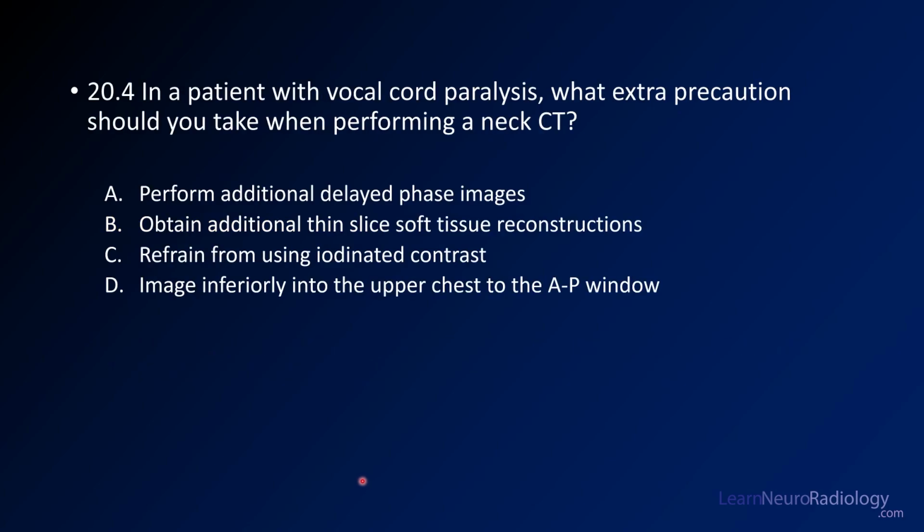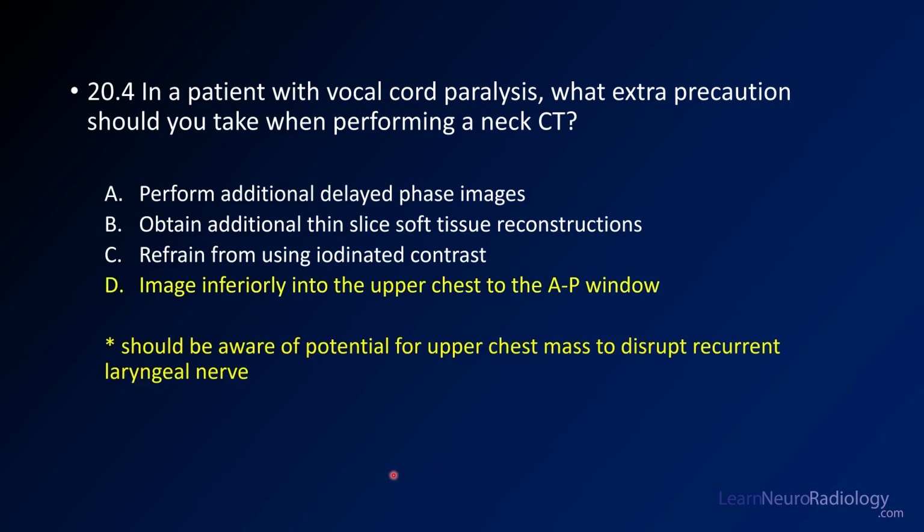Question 4, in a patient with vocal cord paralysis, what extra precaution do you want to do when you perform a neck CT? So do you want to get some additional delayed phase? Do you want to get a thin slice soft tissue? Do you want to not use contrast, or do you want to image inferiorly into the upper chest?